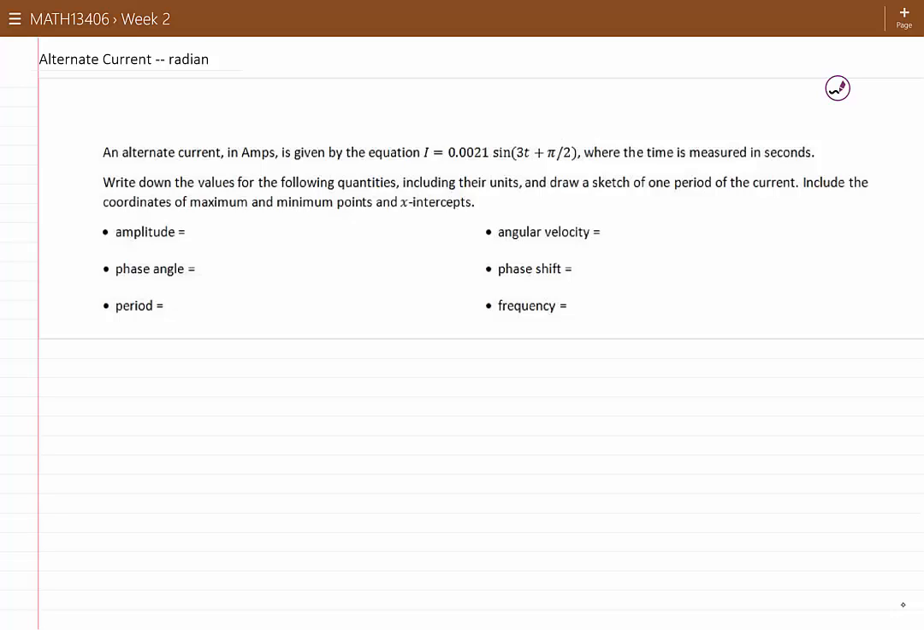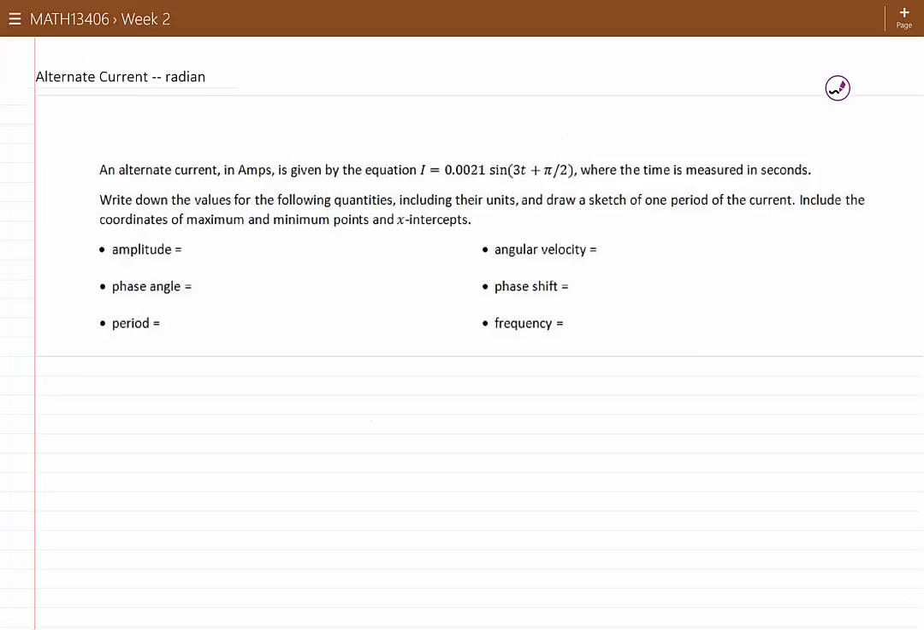An alternating current in amps is given by the equation I equals 0.0021 sin(3t + π/2), where the time is measured in seconds. Write down the values for the following quantities, including their units, and draw a sketch of one period of the current. Include the coordinates of maximum and minimum points and x-intercepts.